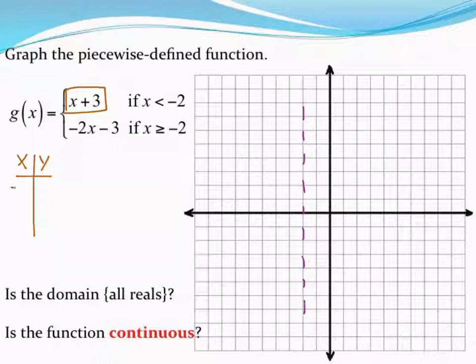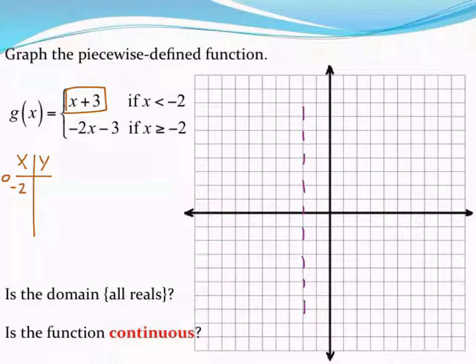So I'm going to begin my xy table by including that special boundary value. I'm going to include -2 in my table, but then I'm going to make a note of whether I can or cannot actually have a point there. This time it says for this top piece, x has to be less than -2. So I can't actually have a point on the graph, and I'm just going to make a note in my table that I have an open circle when I get to that point.